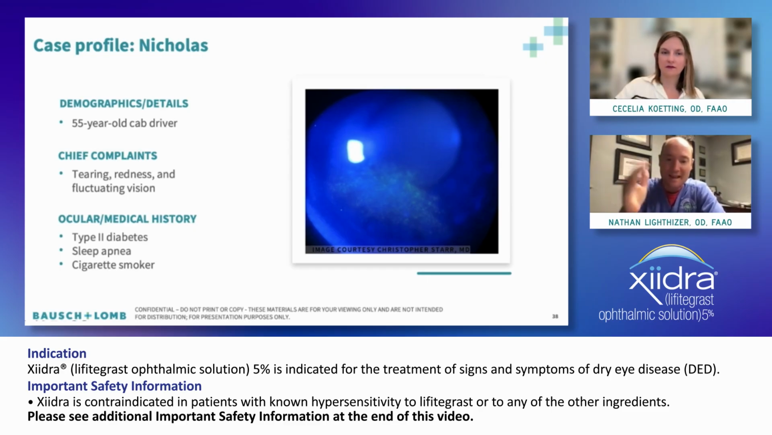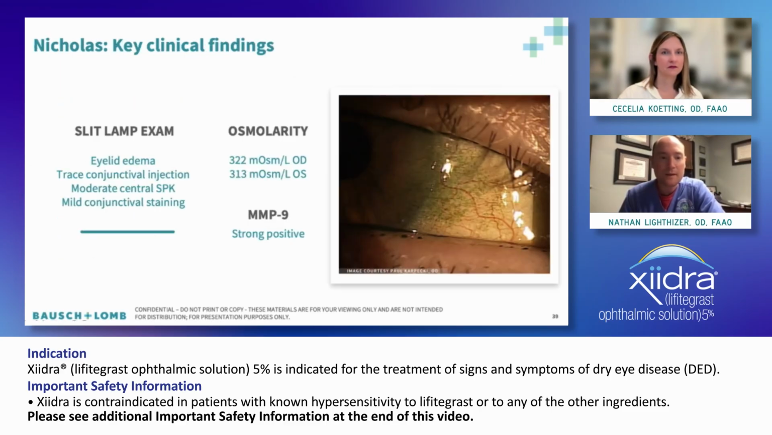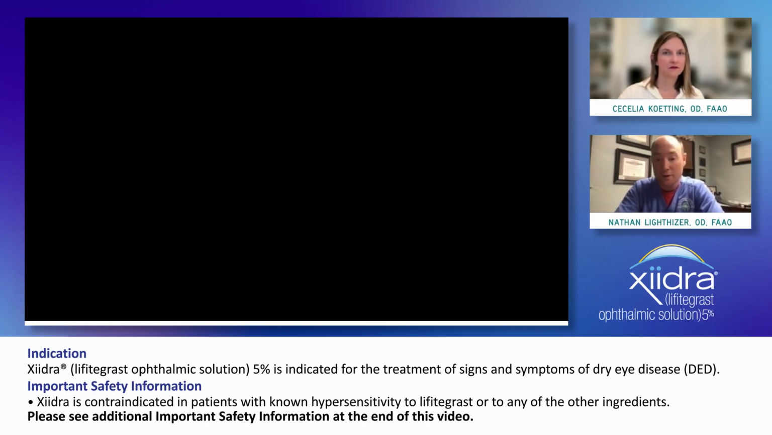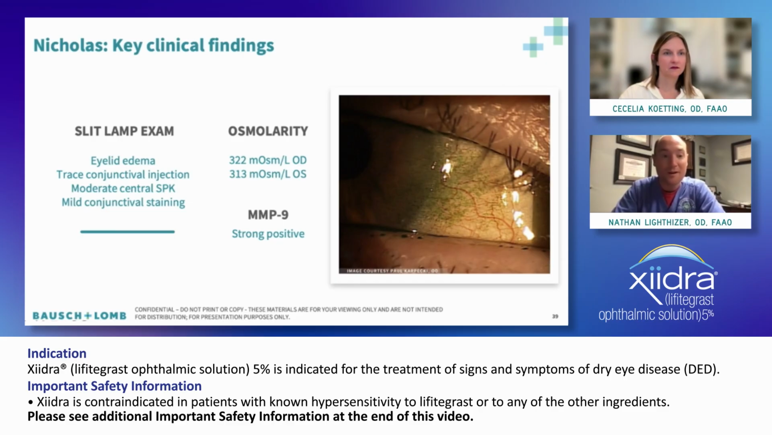Next slide. You can see the staining on this one. So next slide. And we've got some conjunctival injection. We've got some moderate central SBK, some mild conjunctival staining. I might argue in that picture it's a little bit more than mild conjunctival staining, but we've got elevated osmolarity and a strong point of care testing saying we've got some inflammation.